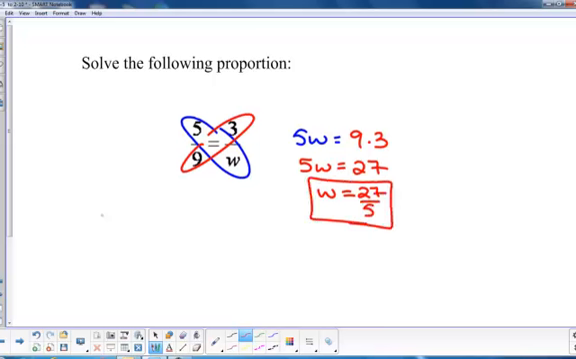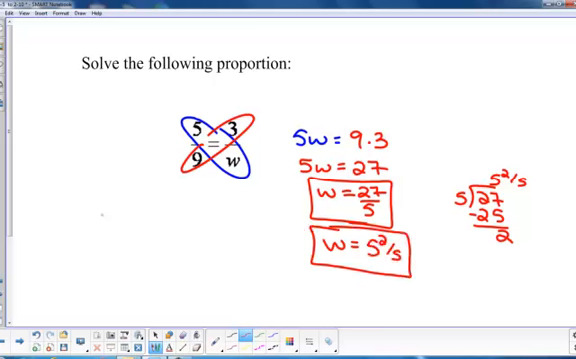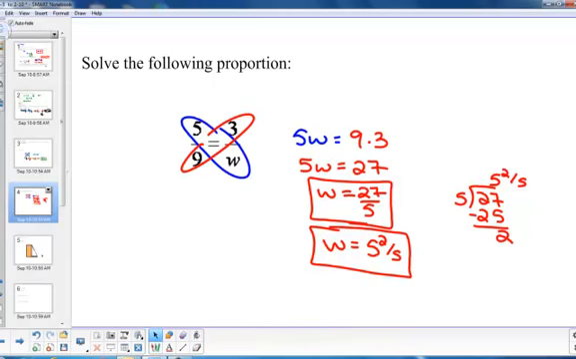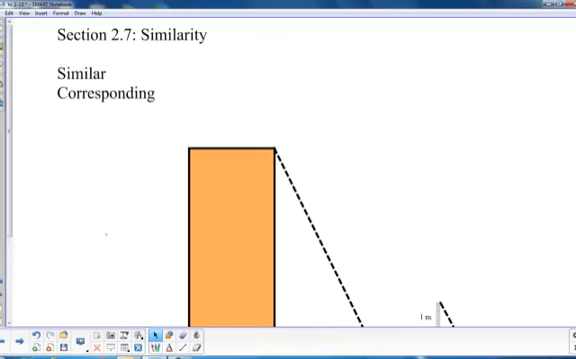You can put it as a mixed number. So 5 goes into 27 5 times, which is 25, with 2 left over. So that's 5 2/5. But don't put it as a decimal, because decimals will end up giving you rounding error, and you don't want that.